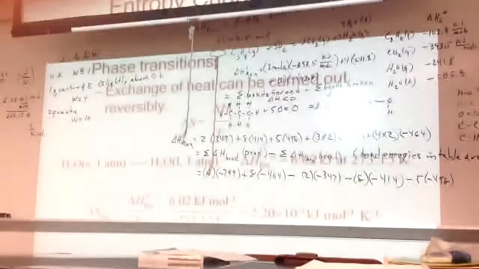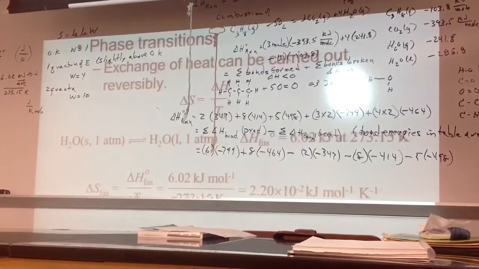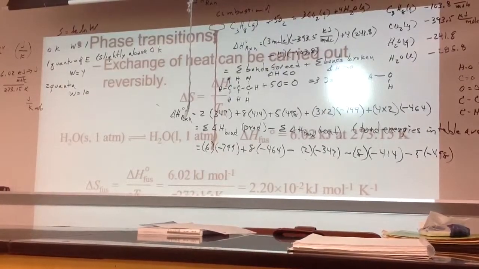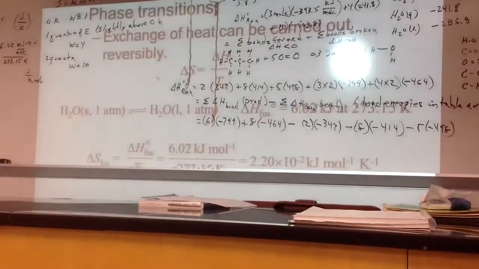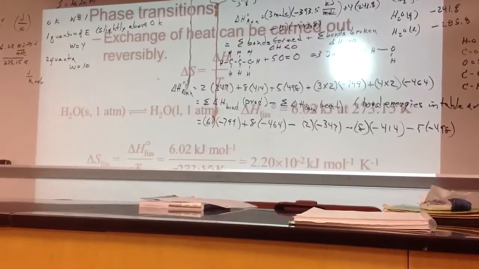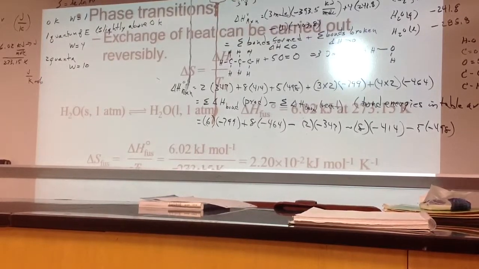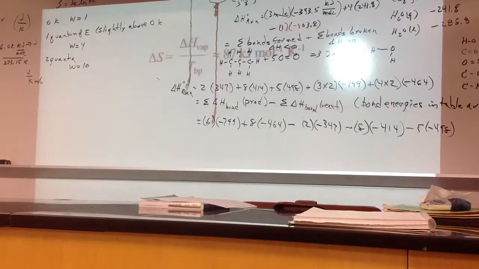And there he did it for us. And he left it in kilojoules per mole per Kelvin. But typically you'd see that written as 22 joules per mole per Kelvin. And all you're doing is shifting the decimal point, because that's how it's calculated if you're looking things up in tables.